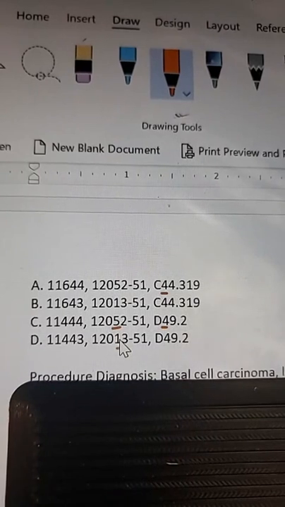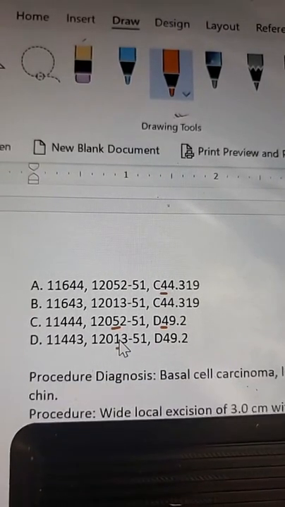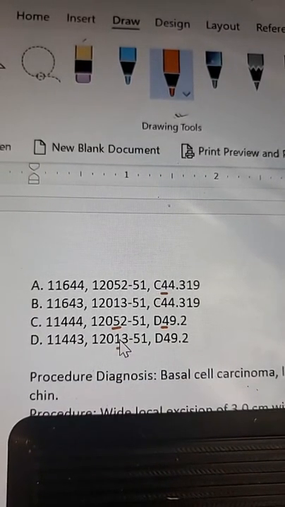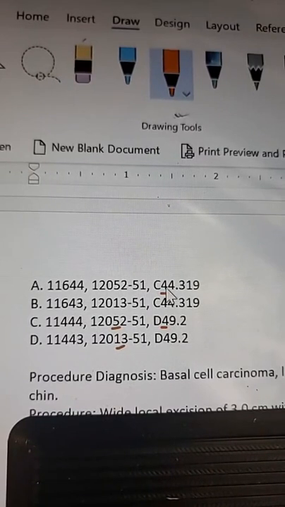So, yeah, it's really rough. We need to check out our question to see what we're doing. We're doing basal cell carcinoma of the left chin. So, knowing where that diagnosis code might lie in the D's or the C's might help us. And then, again, knowing where the chin excision is going to be. Where is our 11443?